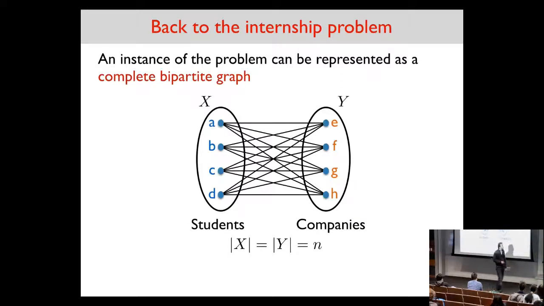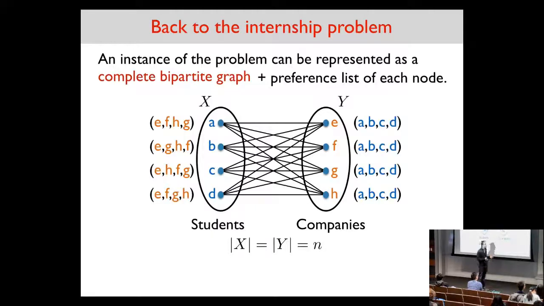But that's not all we have in the problem. We also have the preference list for each node in this graph, so we add that in as a list. We say, okay, student A prefers company E over F, prefers F over H, and H over G. And we have such a list for each node in the graph. Our goal now is to find a stable matching in this graph.